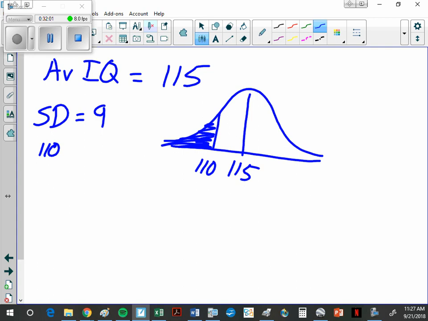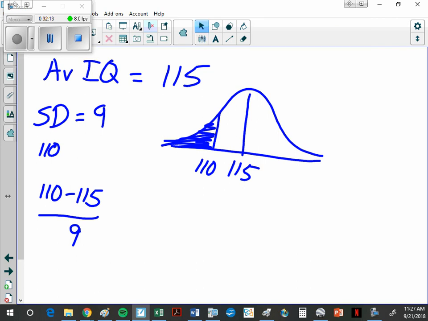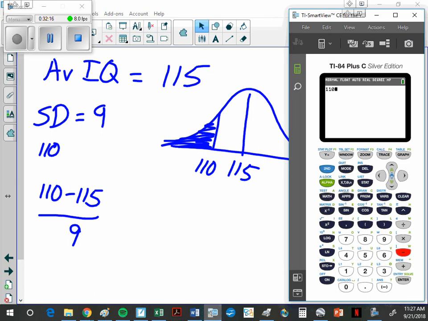How do I find a z-score? Subtract which way? 110 minus 115 divided by 9. So 110 minus 115, and make sure you push enter. What does negative 5 mean? I am 5 IQ points below average. I divide that by 9, and this gives me my z-score in standard units. What does negative 0.55 mean? I'm 55% of an SD below average.